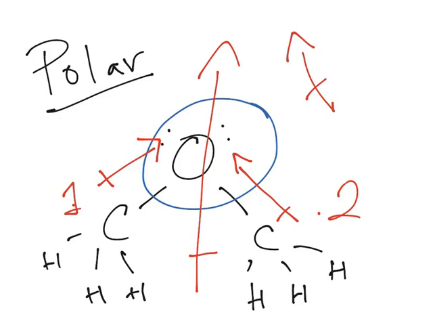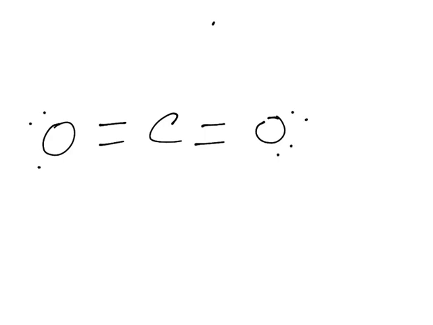Let's do another one. We have a carbon in the middle, a double bond here, a double bond here, and an oxygen on each side. So again, the first thing you want to do is determine which of the elements is the most electronegative. Again, oxygen is more electronegative than carbon.